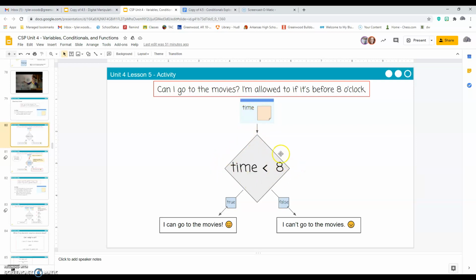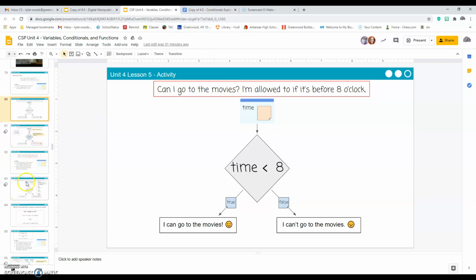This is our conditional statement. Remember, conditional statements are in the diamonds. This says if time is less than 8, then it's true, I can go to the movies. If it's not, then it's false, I can't go to the movies. I think you guys did this yesterday. We're going to move on to the next one.